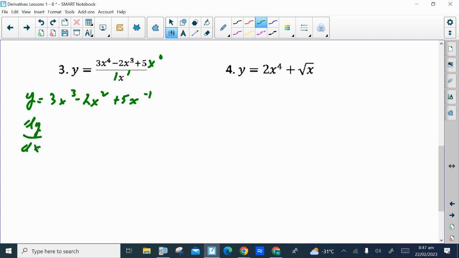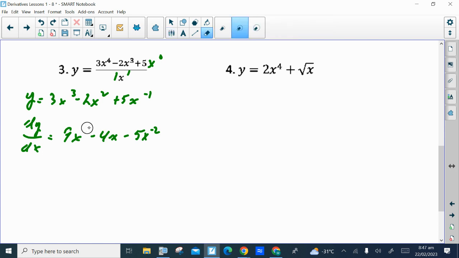So dy by dx would be 9x squared minus 4x minus 5x to the negative 2. Remember, the power always decreases by 1. And you could leave it like that. Normally, we don't leave terms with negative exponents, but that is an expression for the derivative.